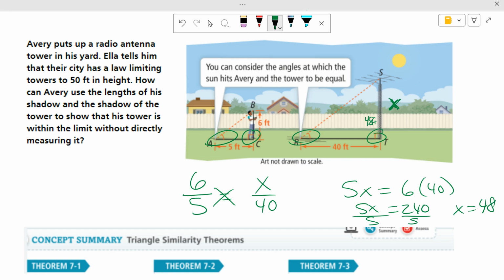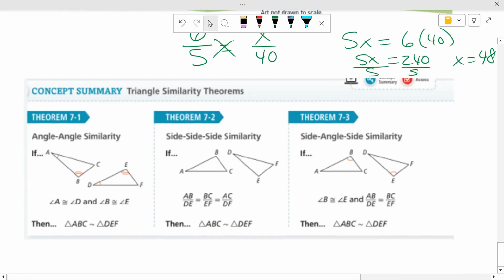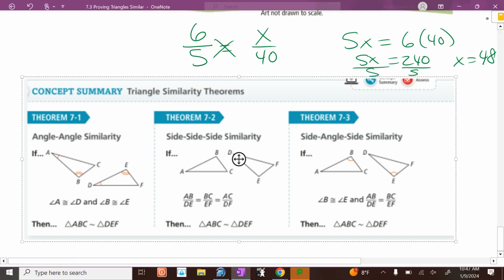Okay. 3 ways of proving triangles similar. If two angles of one are congruent to two angles of another, they're similar to each other. If all three sides are proportional to all three sides, then they're similar. Or if you have two sides surrounding an angle proportional to two sides surrounding an angle that's congruent, and these angles are congruent, then they're similar. So those are the three ways that triangles are similar. So that's what we have for today.